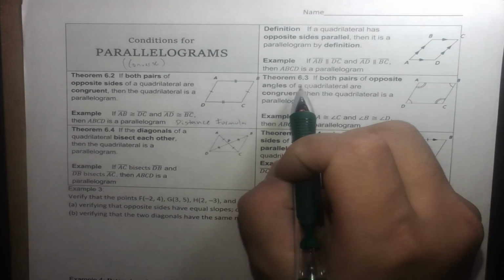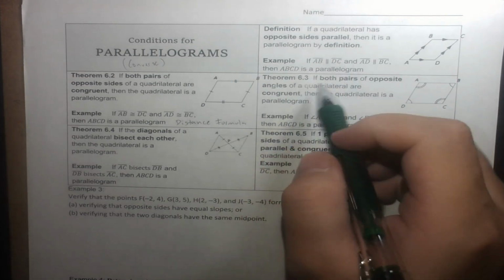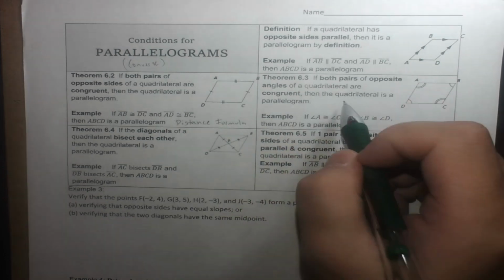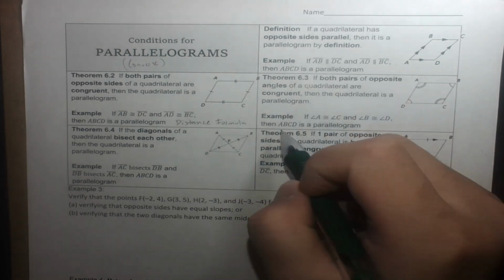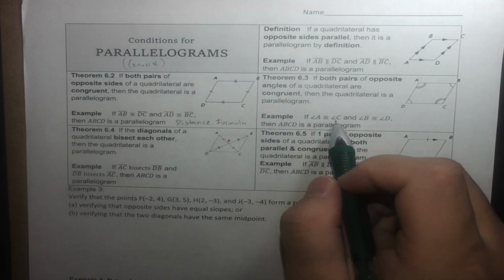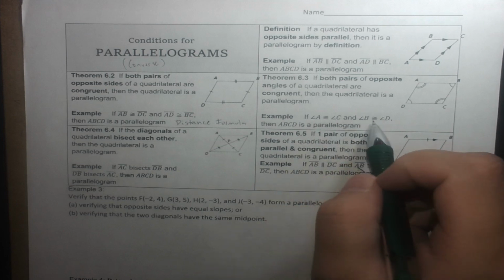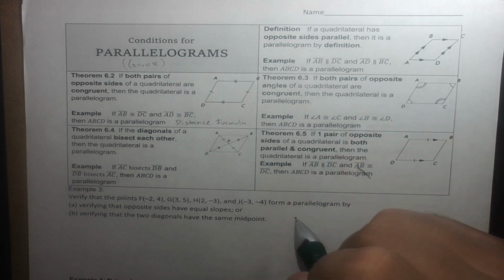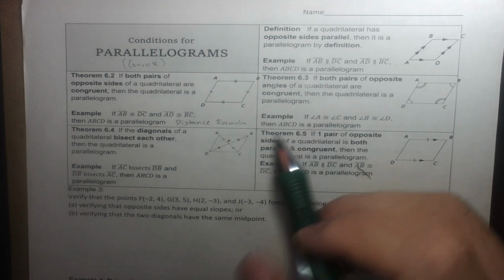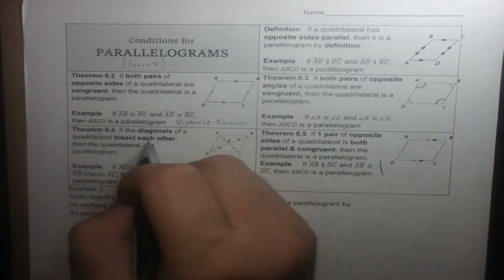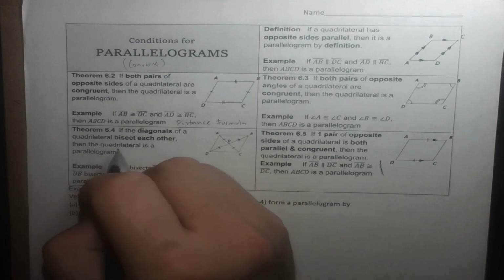Okay, so moving on to Theorem 6.3. If both pairs of opposite angles of a quadrilateral are congruent, then the quadrilateral is a parallelogram. So here's an example. If angle A is congruent to angle C, and at the same time angle B is congruent to angle D, then this figure here is a parallelogram, okay? All right, Theorem 6.4. If the diagonals of a quadrilateral bisect each other, then the quadrilateral is a parallelogram.